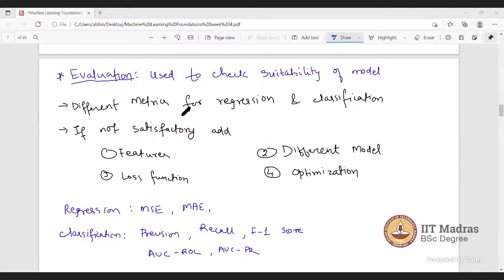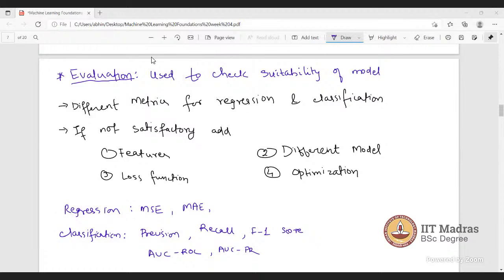Next thing is evaluation. In evaluation, we are checking the suitability of our model, whether the model that we prepared is suitable for our case or not. Different metrics are used for this evaluation part. We use different metrics for regression and classification. For regression, we may use mean squared error, mean absolute error, or root mean square. For classification, we use precision, recall, F1 score, or area under the ROC or PR curves.